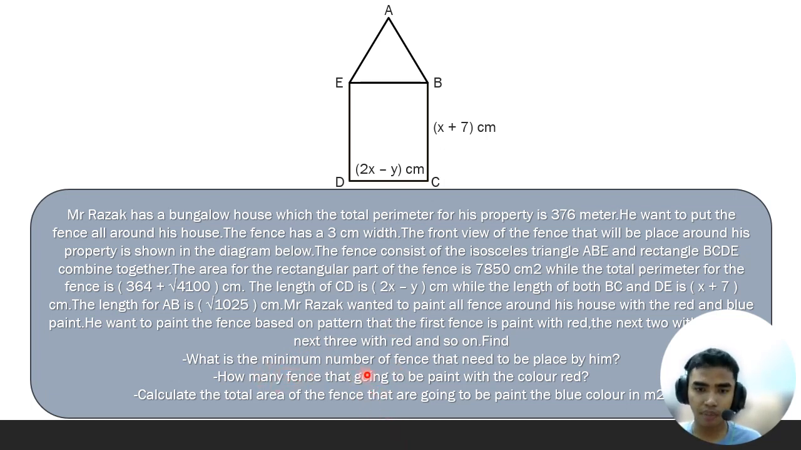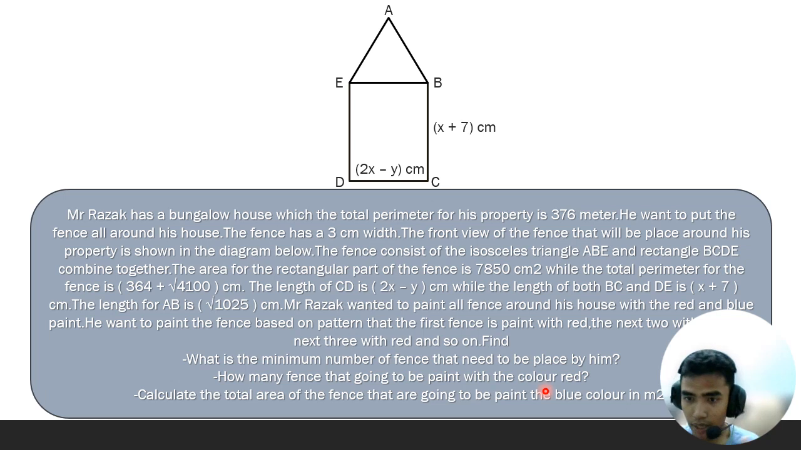What is the minimum number of fences that need to be placed by him? Which is how many fences in the area of the perimeter of the land. And the second question is about how many fences are going to be painted with the color red. So it's like an arithmetic question that I told you before.